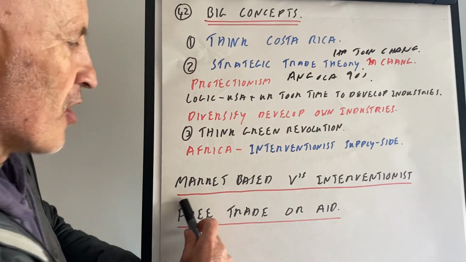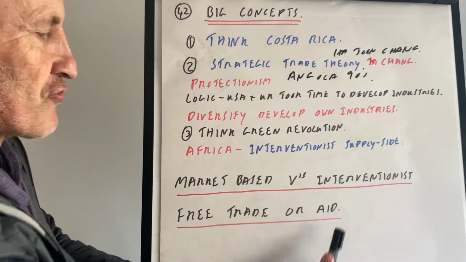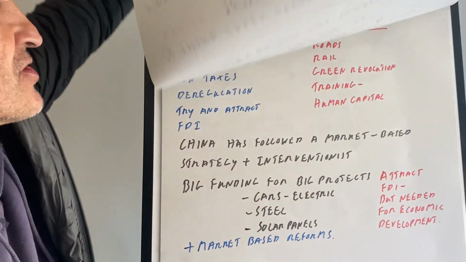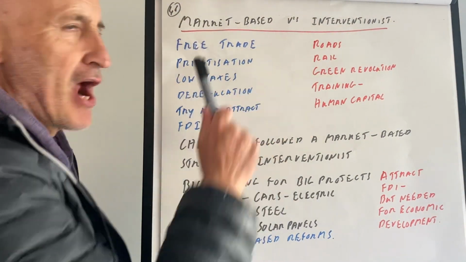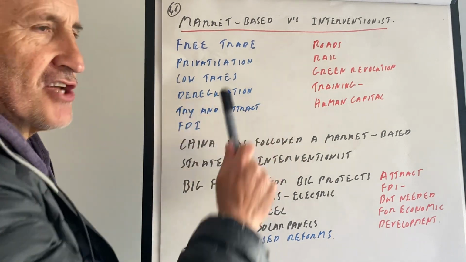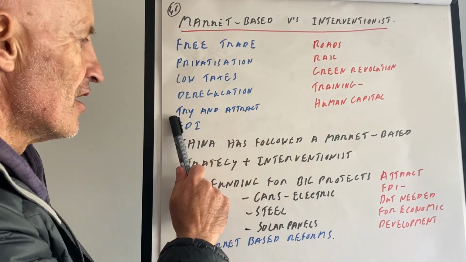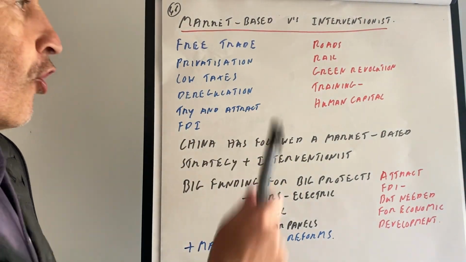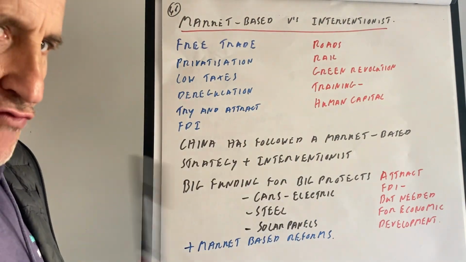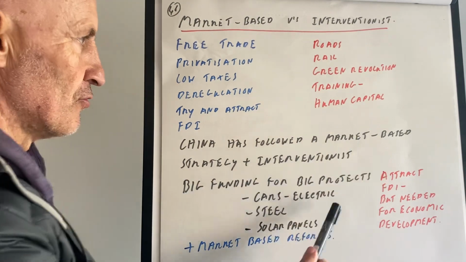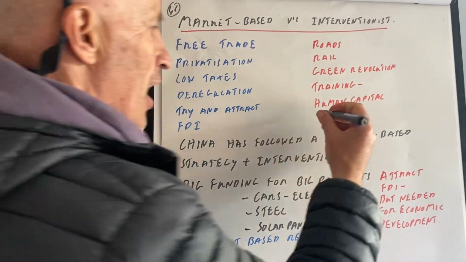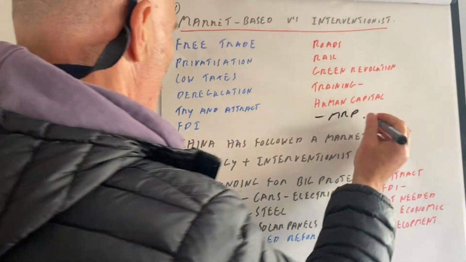Next concepts, market-based versus interventionist, free trade or aid. We're coming close to the end of the syllabus now. Okay, market-based. The big one is free trade. Okay, we know free trade. Privatisation, low taxes, deregulation, trying to attract loads of FDI. Or the opposite one: interventions, roads, rail, build up your education system, better government, build up human capital, MRP. Remember that one? Experts on that one there.